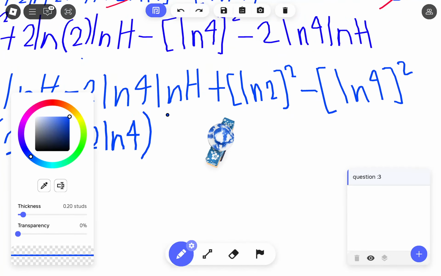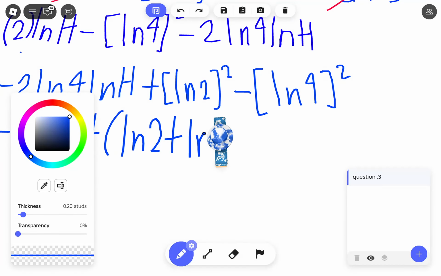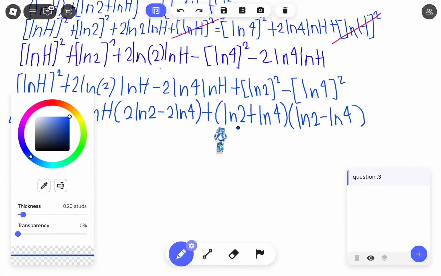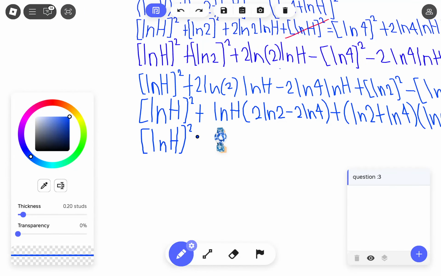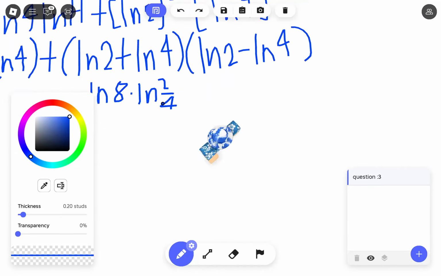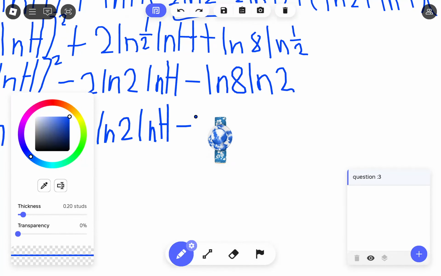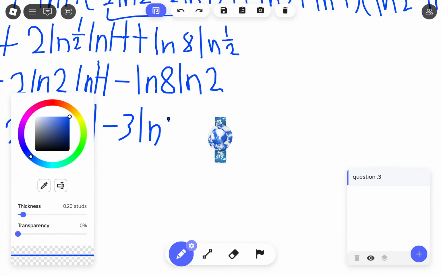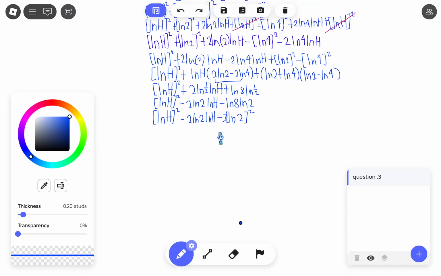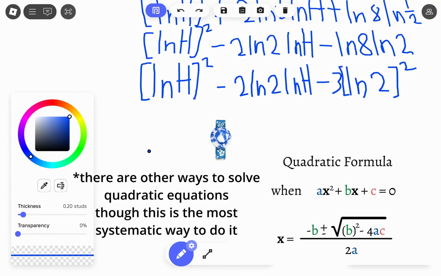Then, using the difference of squares formula, expand these two terms. Now we just simplify. We now have a quadratic equation in terms of natural log of H, where A is equal to 1, B is equal to 2 times natural log of 2, and C is equal to 3 open parentheses natural log of 2 end parentheses squared. Using the quadratic formula to solve this yields.